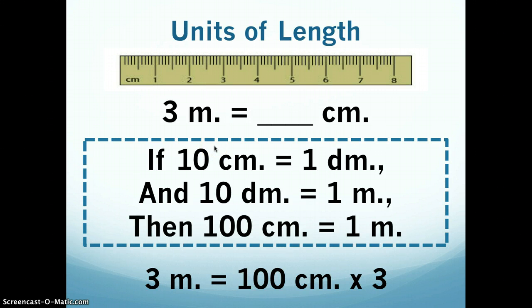On our conversion chart, we didn't have how many centimeters were in 1 meter. So you're going to have to figure out a few steps along the way. If we're trying to figure out how many centimeters are in 3 meters, first we need to think: if there are 10 centimeters in 1 decimeter, and there are 10 decimeters in 1 meter, then 100 centimeters equals 1 meter.